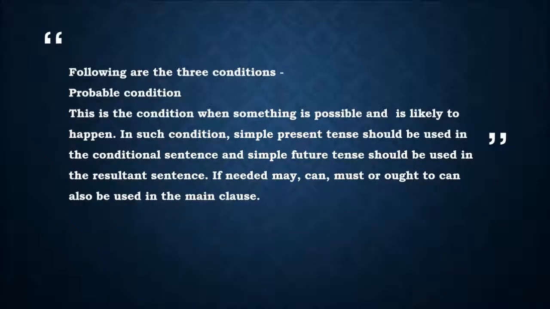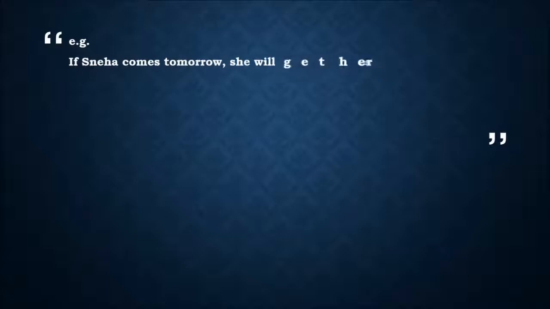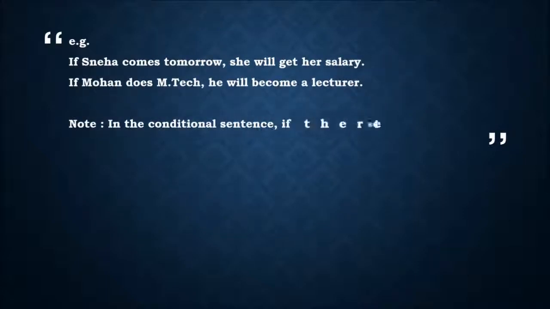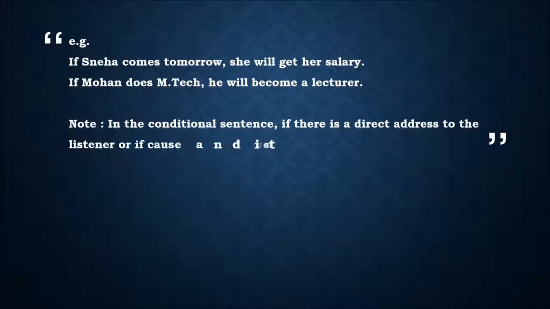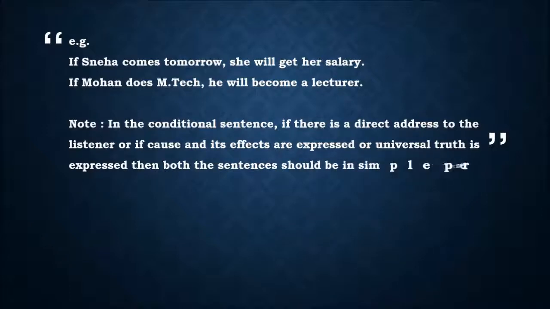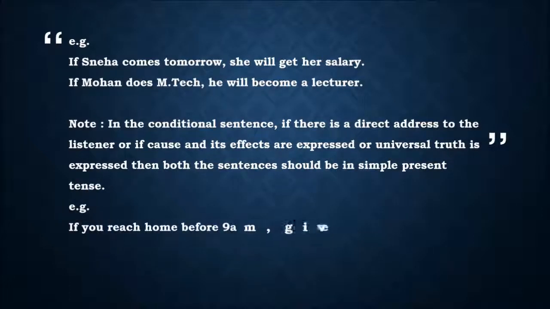Note: in the conditional sentence, if there is a direct address to the listener or if cause and its effects are expressed or universal truth is expressed, then both the sentences should be in simple present tense. E.g. If you reach home before 9 a.m., give this box to mom. If one drinks poison, one dies instantly.